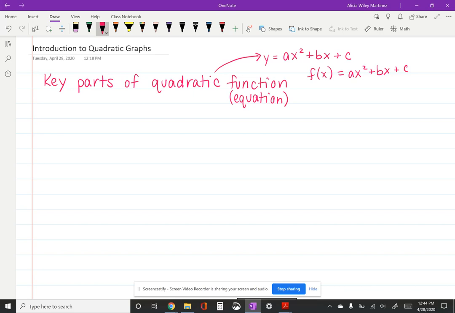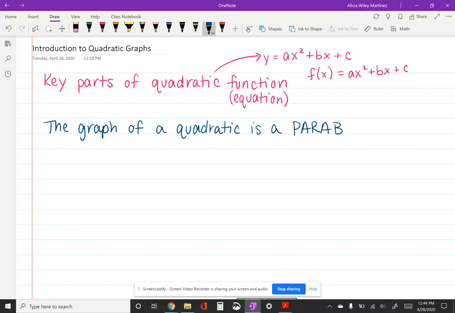All right, let's begin with the way that the graph looks. The graph of a quadratic is a curved shape that we call a parabola. And again, that's pronounced parabola. A parabola, if you were to think of its shape, is a U-shaped graph.